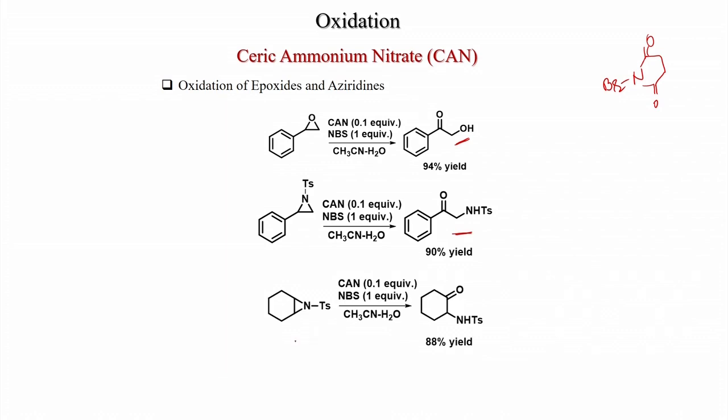Also a cyclohexyl-containing aziridine can be opened under this condition and gives this amino ketone with a cyclohexyl group in 88% yield. So what is the mechanism of this reaction?